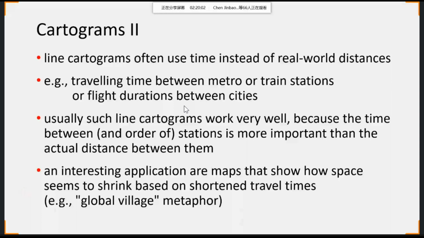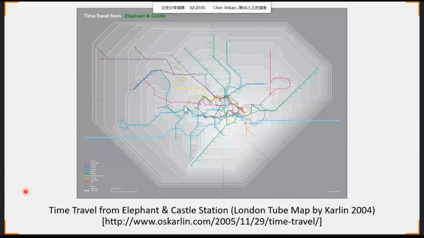First, an example from the London Tube, the subway in London. Here you see a map with the travel times from one station, the Elephant and Castle station, which is somewhere here. And then you have the travel times, and you have these isochrones. These lines are called isochrones. That means these are lines with the same duration for your travel, so it's the same traveling time.